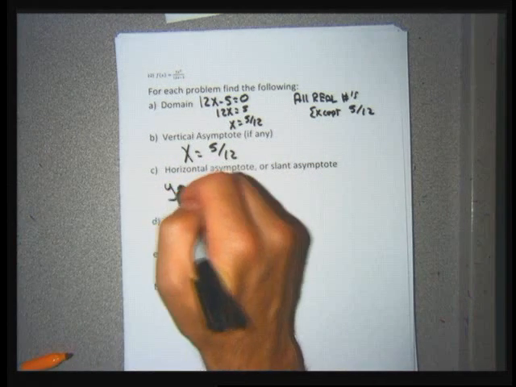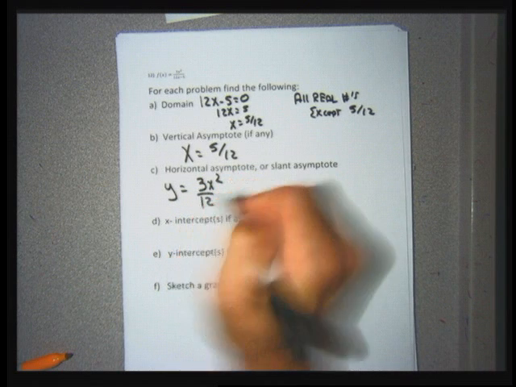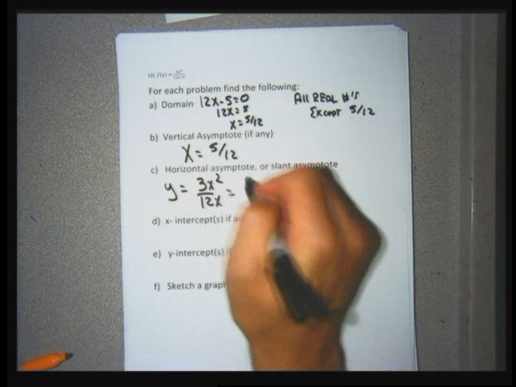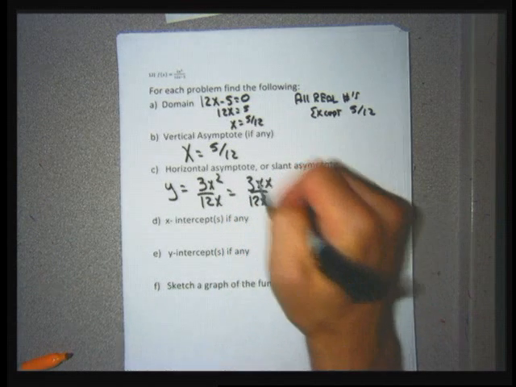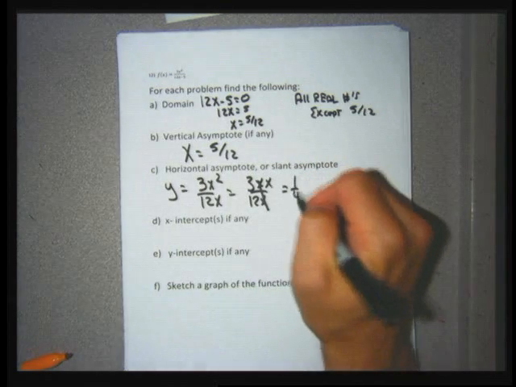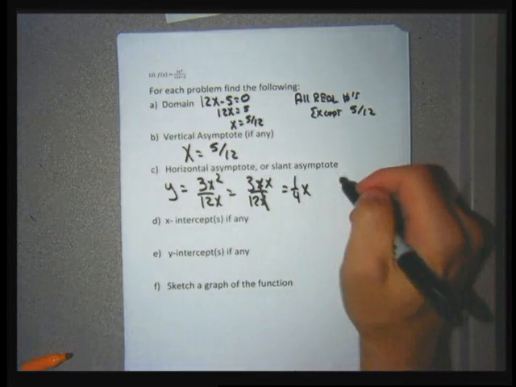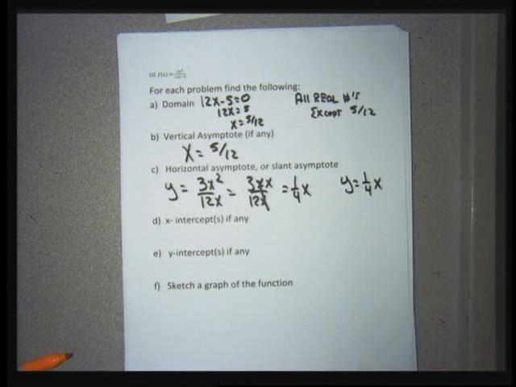I'm going to go y equals 3x squared over 12x. This is going to be 3x times x over 12x. The x cancels. 3 over 12 reduces to 1/4. And probably writing 1/4 x is the nicest way to write the equation of this slant asymptote.